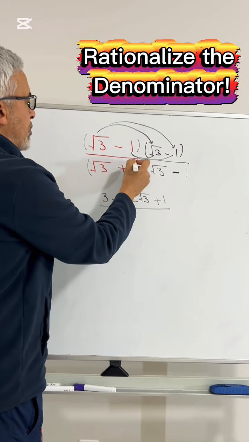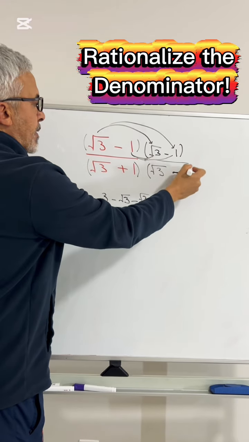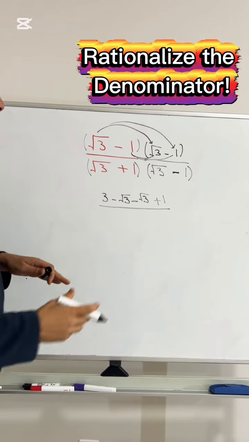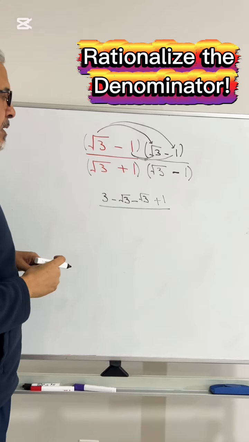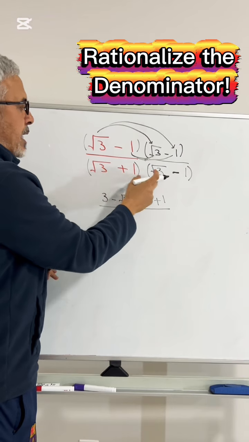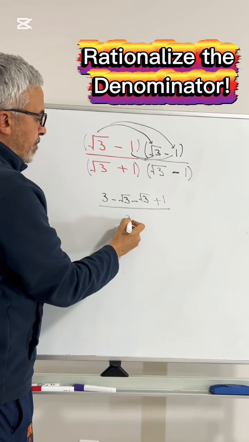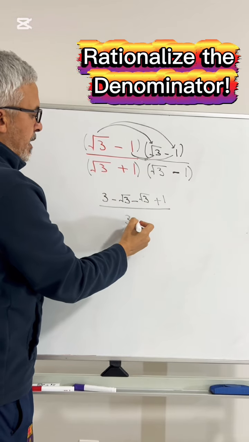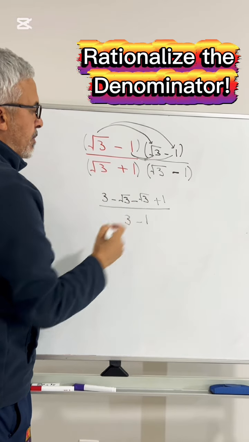And here we have to do the same thing again. But because this is the conjugate of this, you don't have to do all the FOILing. You can just go root 3 times root 3, and that will give you 3. And then you go positive 1 times negative 1, that will give you minus 1 on the bottom.